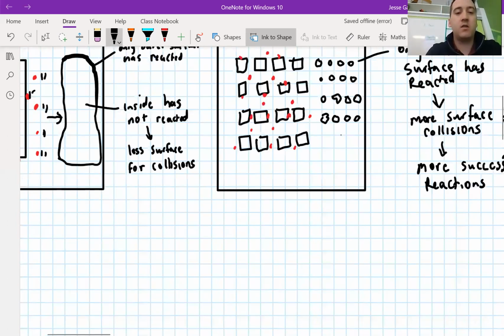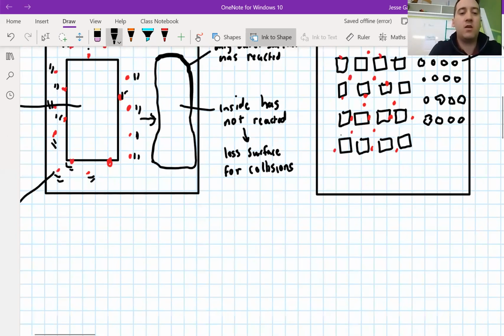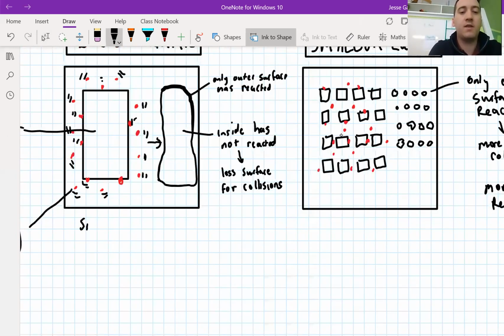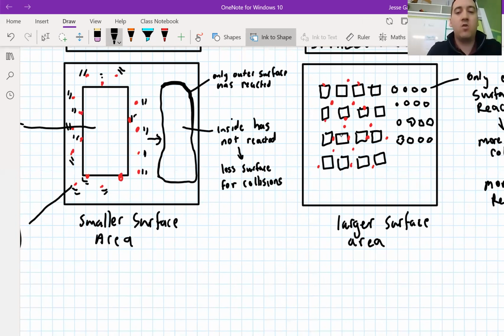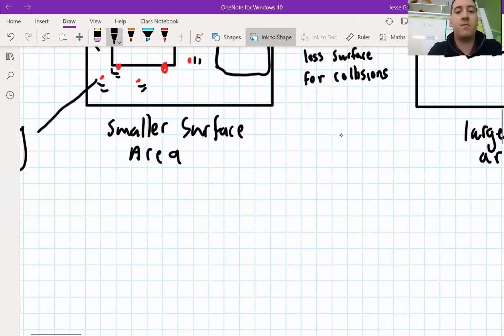And this is because this one has a smaller surface area and this one has a larger surface area. Okay, now let's just go through and summarize what the story is for each one.